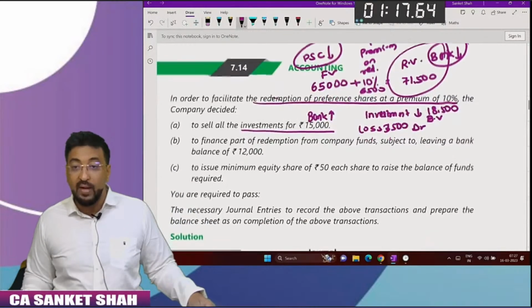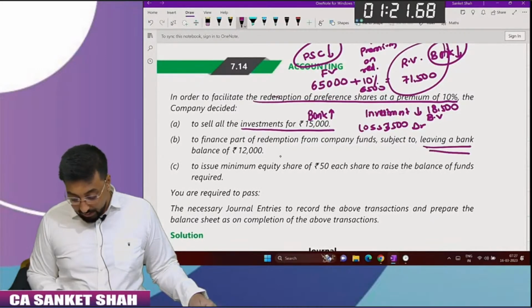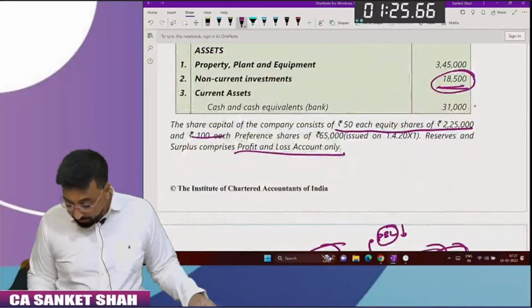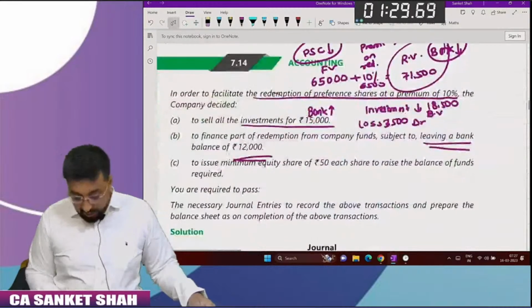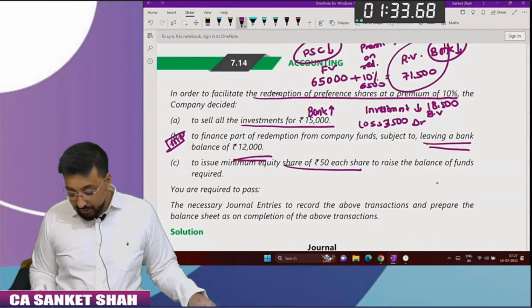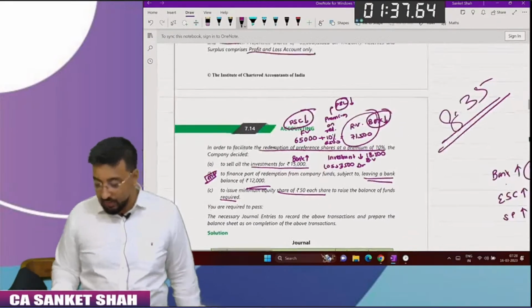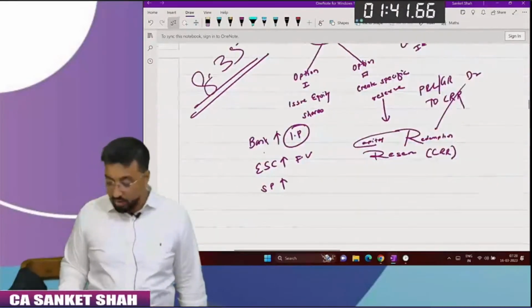To finance the part of redemption, the company needs to leave a bank balance. So beta, how much bank balance to keep? Bank balance you will record at 12,000. So your bank balance in the balance sheet is 12,000. This is the important adjustment in this question. And to issue minimum equity shares of 50 each to raise the balance of the funds. Okay, sir, so required minimum equity shares of rupees 50 each. Chalo, so how to solve this question?